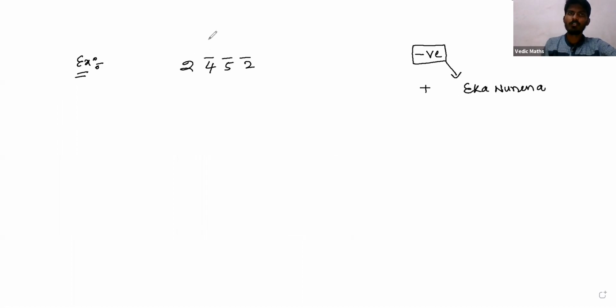Yes or no? Ekanyunena, we have to select. Now see: negative digit, negative digit, negative digit, and positive digit. Why am I removing the negative digits here? Because this number starts with a positive digit, so the result is a positive number. When a positive number is the result, we have to remove the negative digit. That is the reason I am eliminating the negative digit by using Nikhilam Navatashcaramam Dashatah.